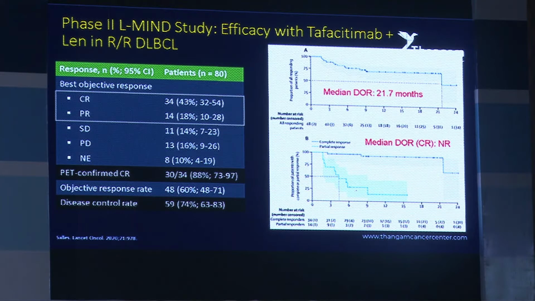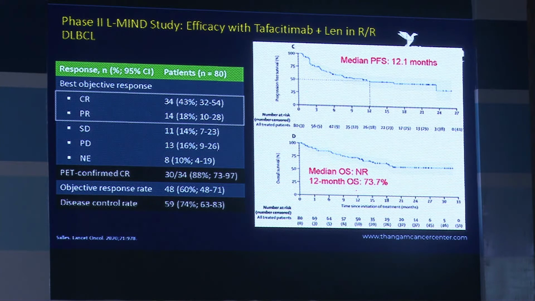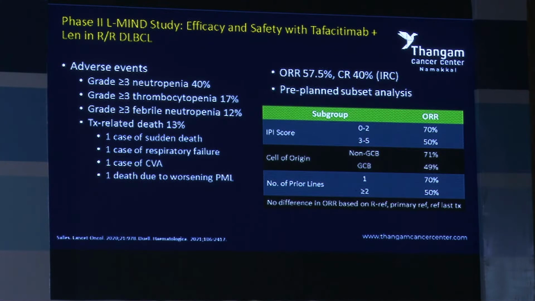CR rates are around 43%, PR rates around 14%, and if you achieved a CR, the median duration of response was not yet achieved. Median PFS is 12.1 months, and median OS is 73.7%, which is very good in the relapsed setting. And according to the cell of origin, non-GCB fared better than GCB with tafasitamab plus lenalidomide.